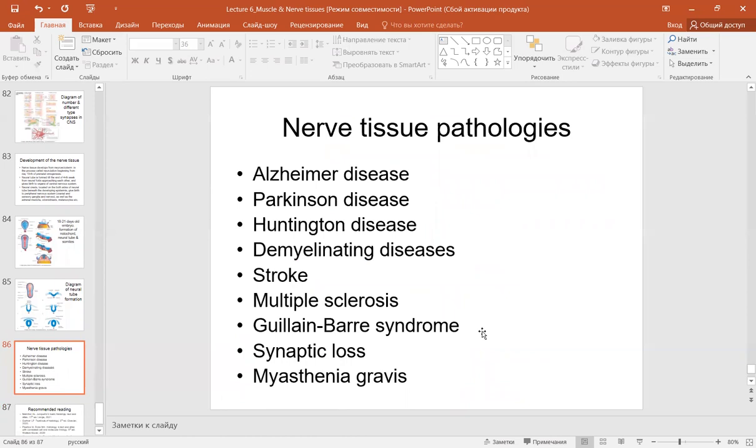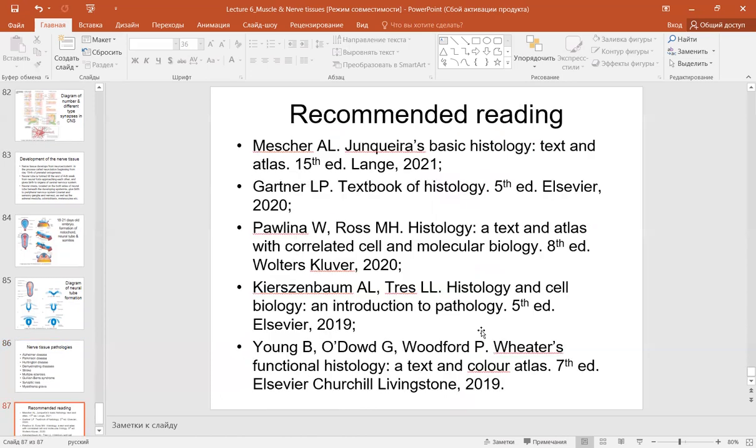This is the terminology related to nerve tissue pathologies, which I advise you to look up on the internet, these small designations of pathological conditions, and compare them with the normal state of nervous tissue development and nervous tissue morphology. This is all I intended to present to you today.